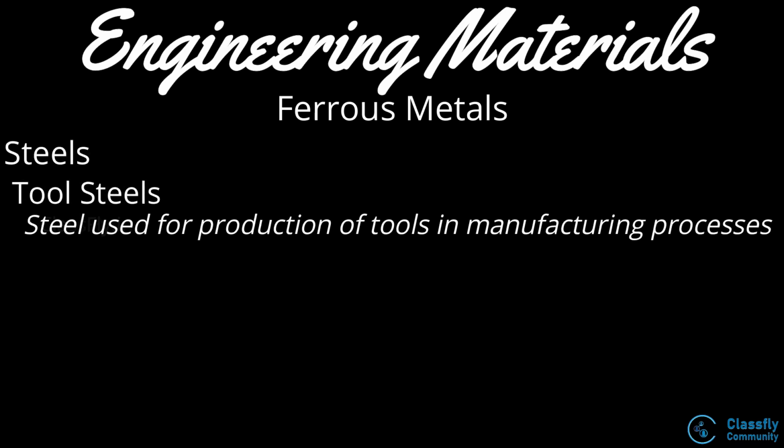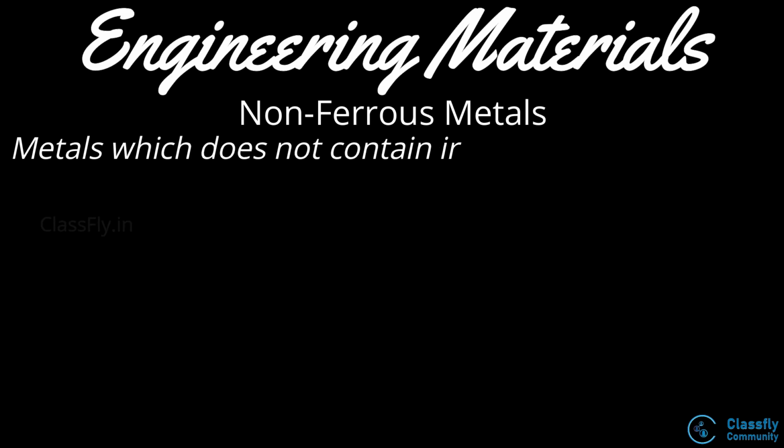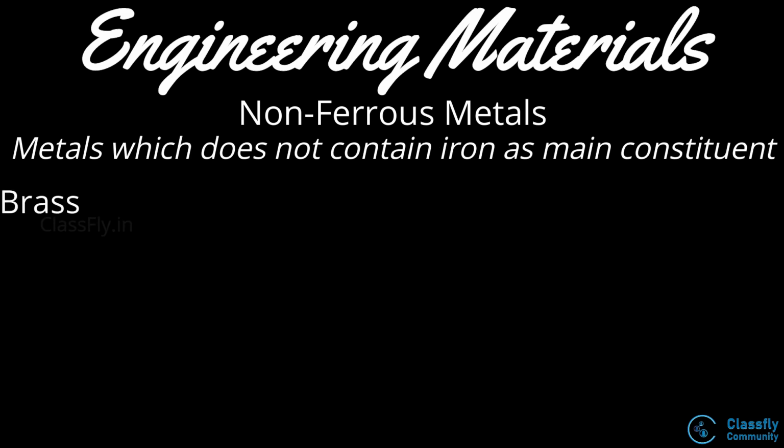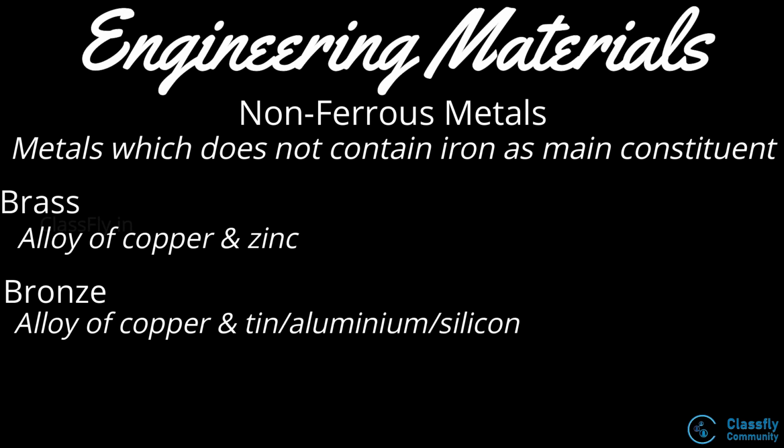for the production of tools in manufacturing processes, and stainless steels, which is the steel which does not corrode or stain easily. We then studied about the non-ferrous metals, that is where iron is not the main constituent of the metal, where we studied about brass, which is an alloy of copper and zinc, and then bronze, which is an alloy of copper and tin or aluminium or silicon.